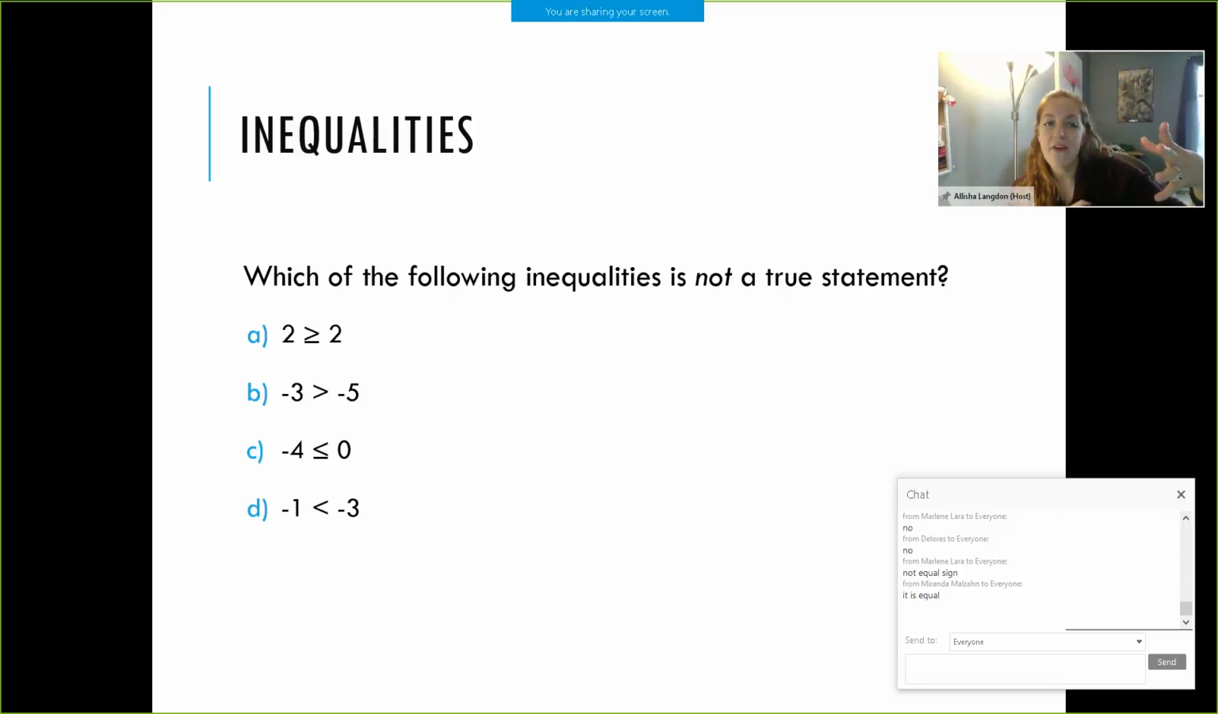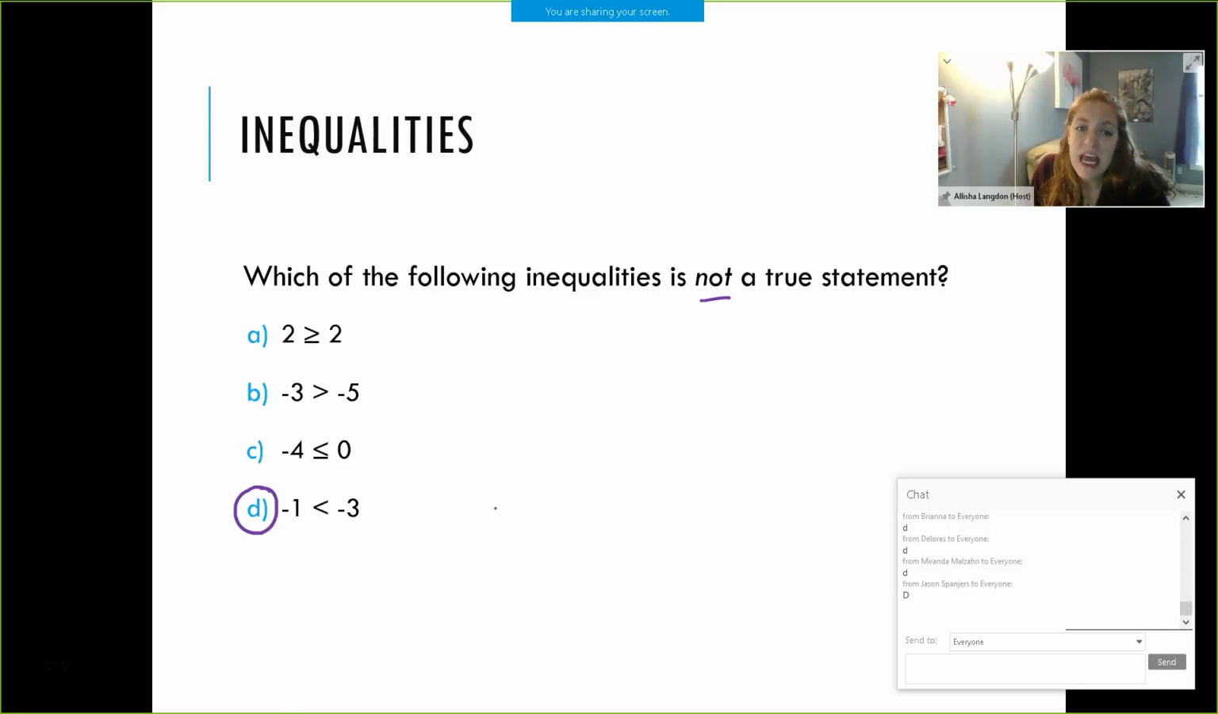Okay, so I have 4 options here. And I'm asking you which of the following inequalities is not a true statement. So which one of these guys is not correct? Go ahead and take a moment to look through it. Okay, so you guys all guessed D. D is not a true statement.